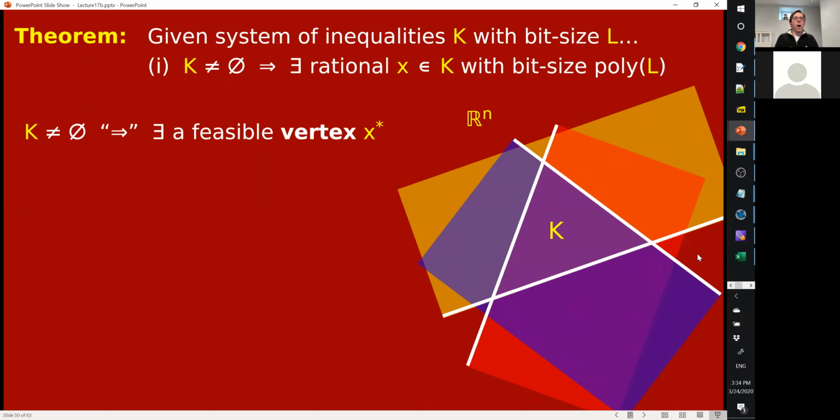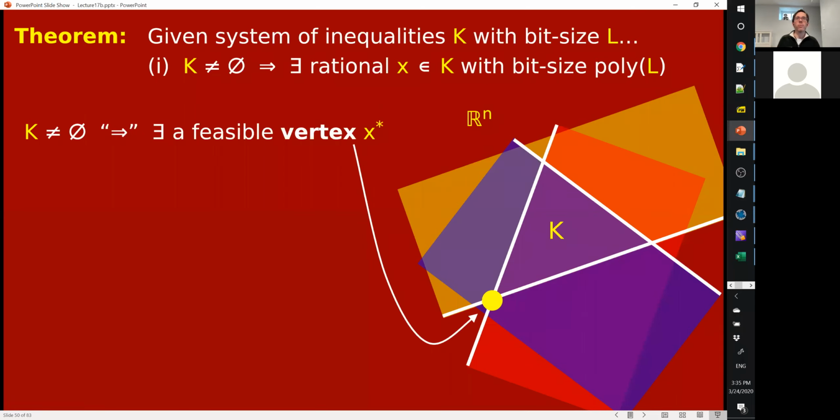The first thing that I want to claim is that when K is not the empty set, so there's at least one point inside K, then there's always not just a feasible point x inside, but a feasible vertex, which I'll call x star. And what is a vertex? It's like a corner. So this is an example, one of these corners. If K is a polytope, it's a corner of the polytope.